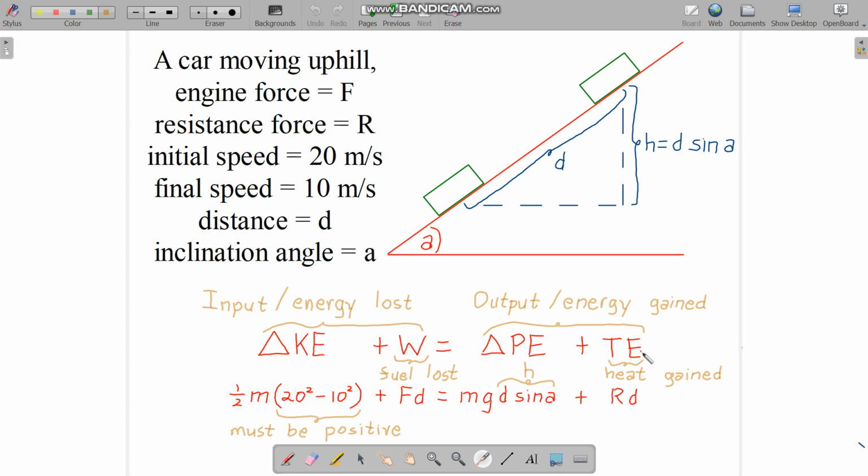So the calculation should be 20 squared minus 10 squared. It's got to be positive, so it's not 10 squared minus 20 squared. And for the work done by the engine, it is the force times the distance on the slope. For the potential energy, we have to use height, so it's vertical height, we have to use d sine a. And for the thermal energy, heat because of the friction or resistance force, we use the resistance force or friction force times the distance on the slope.